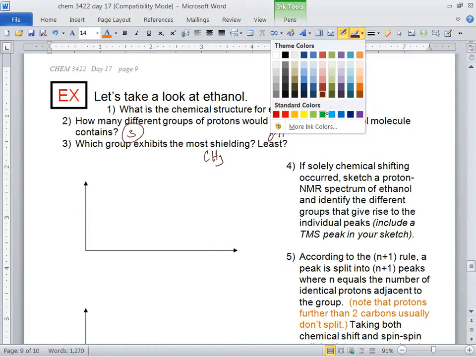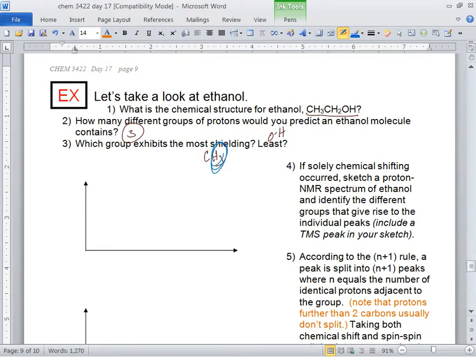So answers are supposed to be the hydrogens, right? So these guys and this guy. Okay. 4. If solely chemical shifting occurred, so remember that's the one where the shielding idea, there's no splitting of peaks, it's just the shielding idea. Sketch a proton NMR spectrum of ethanol and identify the different groups. So we have 3 groups, so we better have how many peaks? 3, because they're saying that, hey, you don't have any of this splitting stuff going on, only chemical shift. No N+1 rule. Okay, so then draw the 3 peaks and include a TMS peak.